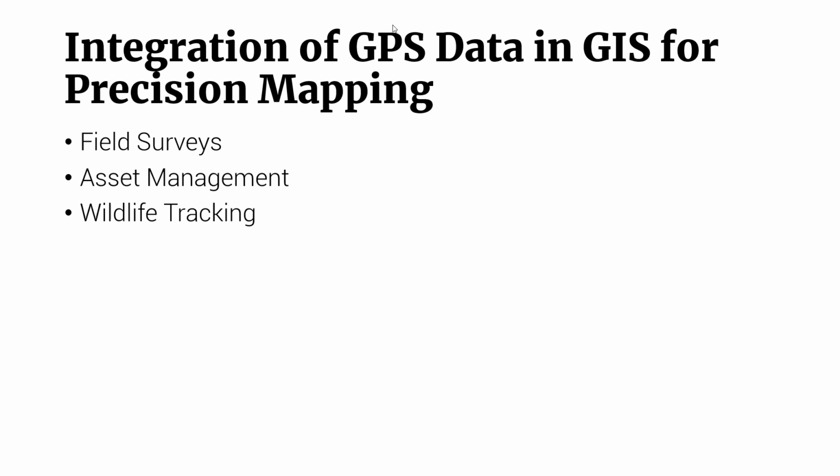GPS data is collected during field surveys, and then can be integrated into GIS for mapping and analysis. Second one is asset management, tracking the location of mobile assets in real time for efficient management. Next one is wildlife tracking. GPS data from tagged animals can be used in GIS for studying migration patterns and habitats.